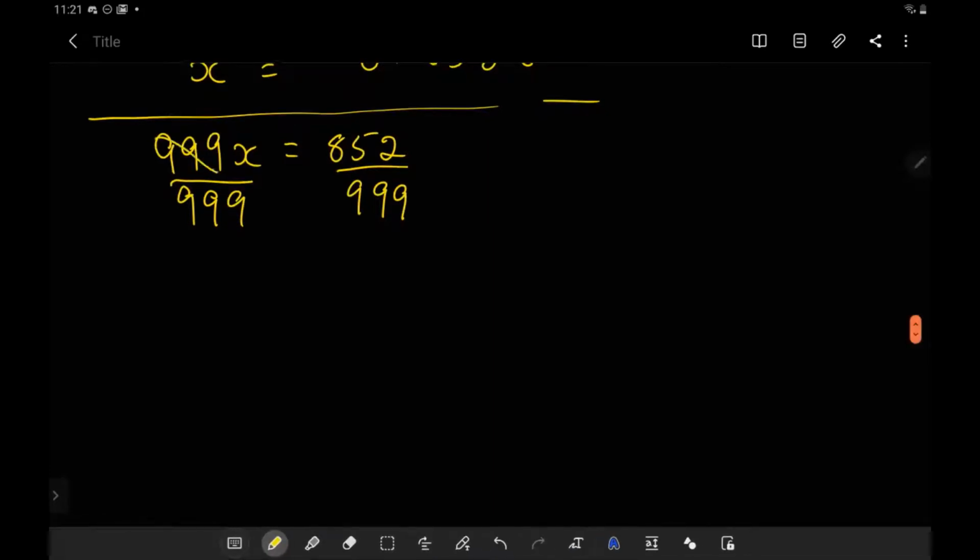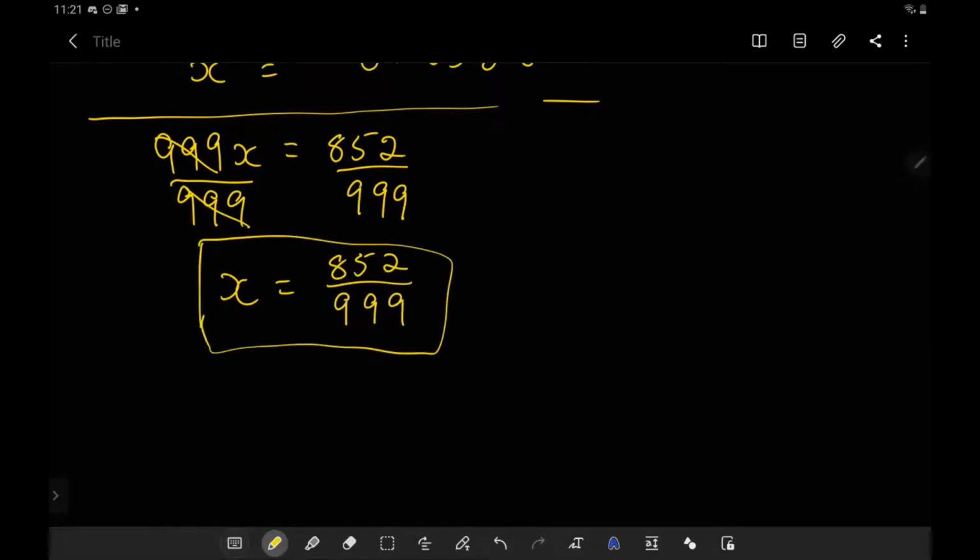All right, so these cancel. So we have x is equal to 852 divided by 999. And you can check that in a calculator and see if you're getting the 852 pattern. Are we? Yes, sir.